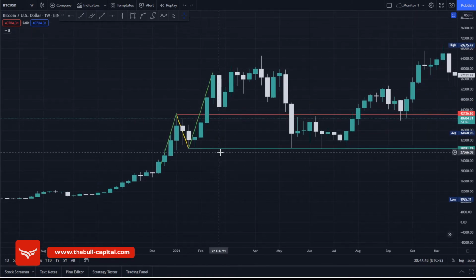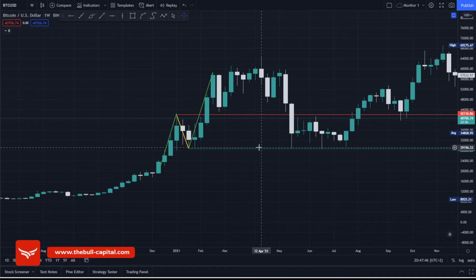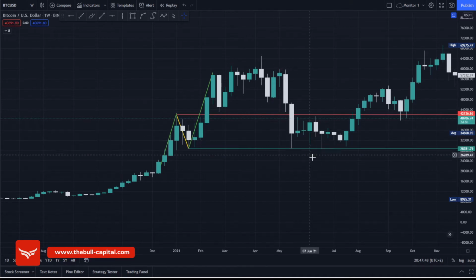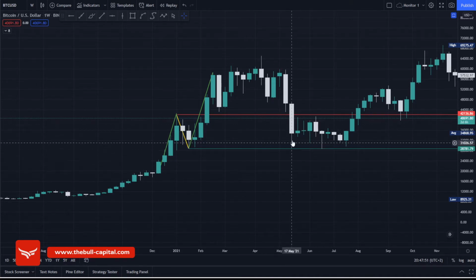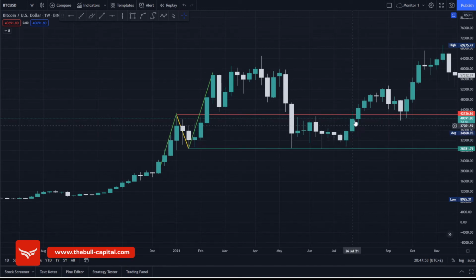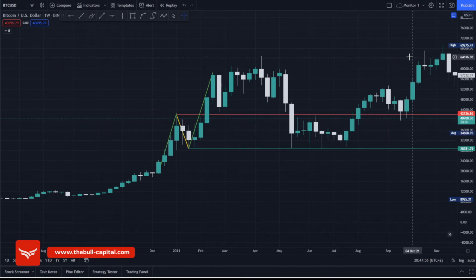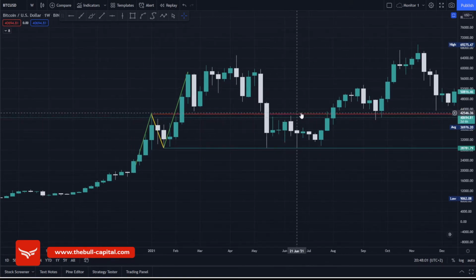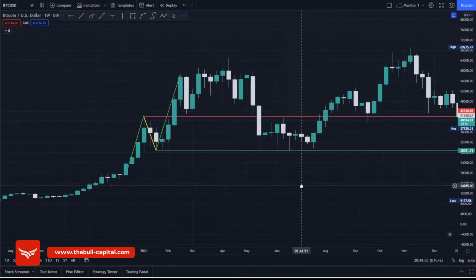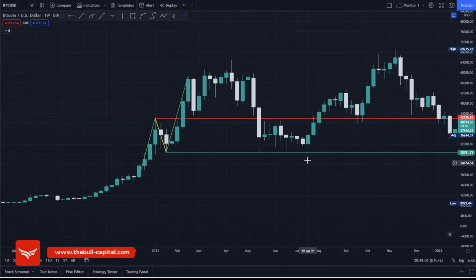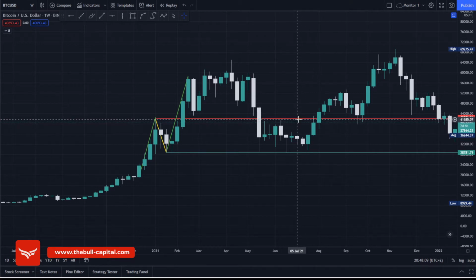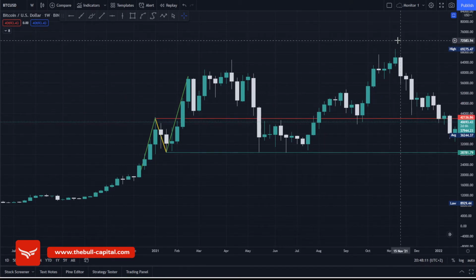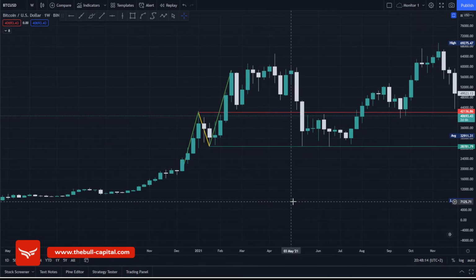Now you see here in the future this support is tested, and you see how it holds the price and it bounces. Also here it acted as resistance, and once this resistance was broken, the price went higher. Now let's mark a few more levels.